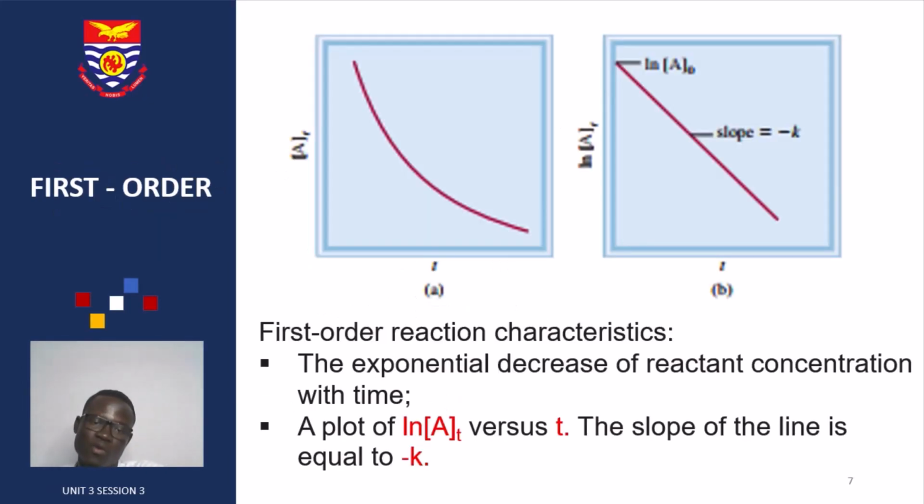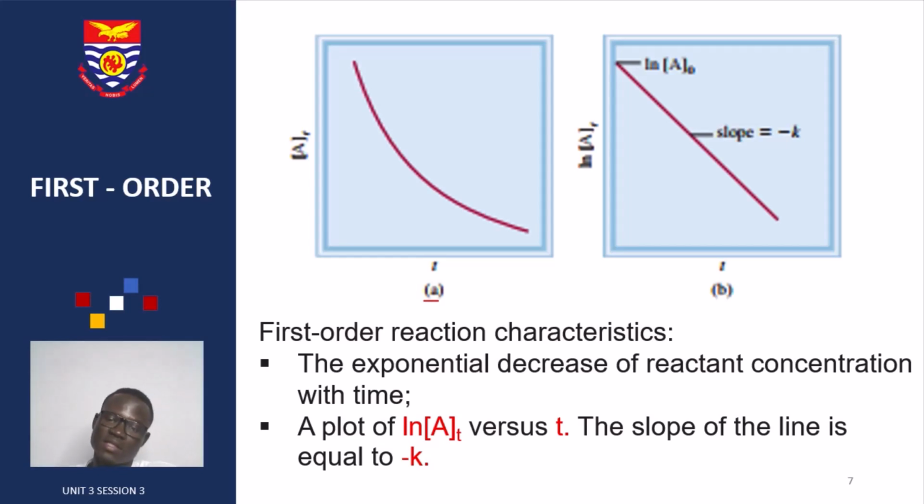Now, for plotting graphs, we have two ways of plotting the graph in first order, the exponential graph and that of the linear graph. So when you look at A, this is the exponential graph. So we are plotting the concentration of A at any time t against time.